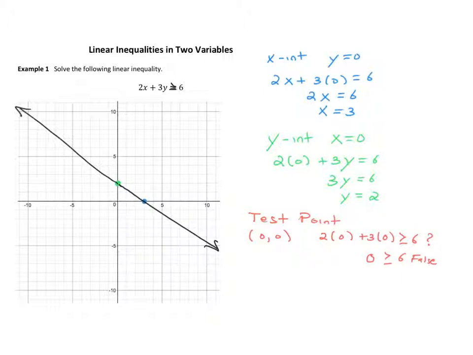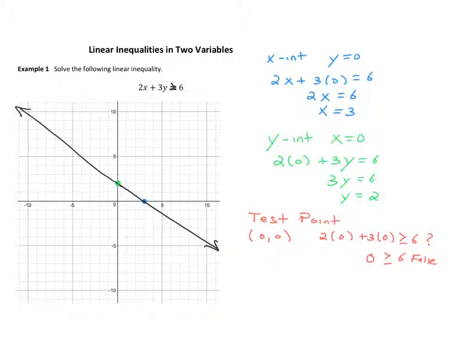What this means is this point doesn't work. In fact, nothing on this side of the line is going to work. This is all going to be false for this equation. I encourage you to try another point, like negative 5, 0 in this equation, and maybe 5, negative 5. Any point over here, none of them work.